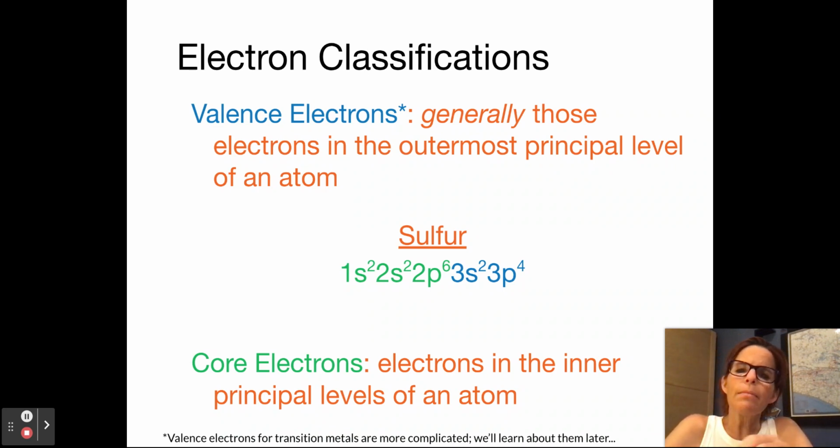The ones that are marked in blue, notice that they have the biggest number. They both have a 3: 3s2 and 3p4. Those are the valence electrons. Anything that has the largest principal energy level is the outermost, and we're going to call those the valence electrons. And again, I'm not going to give you tricky ones. I'm only going to give you ones that are fairly straightforward as we're going.